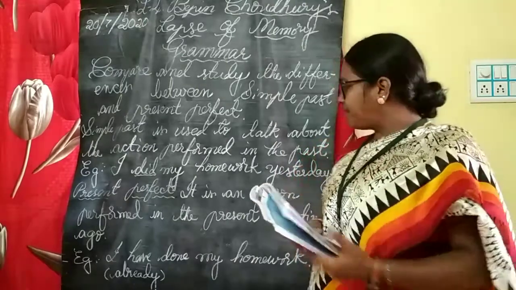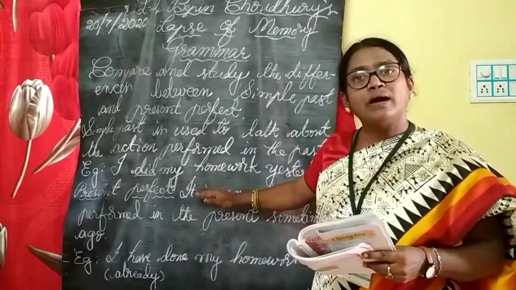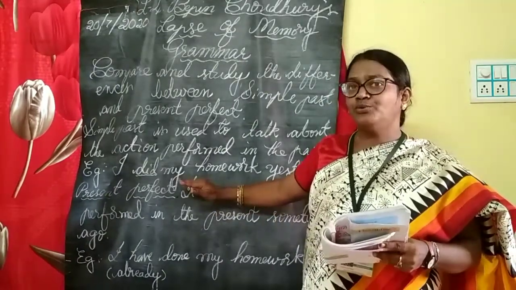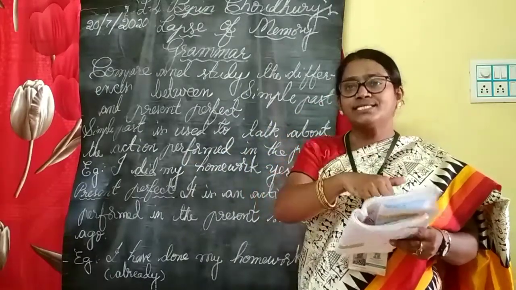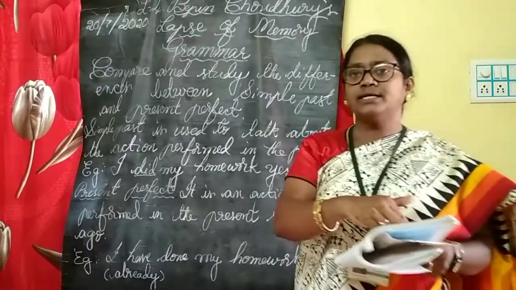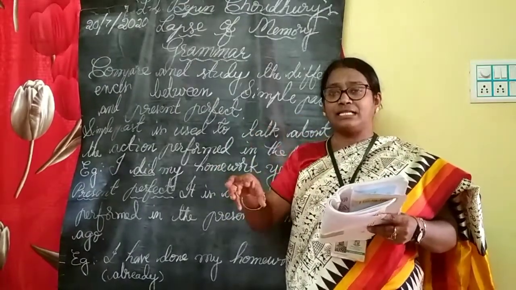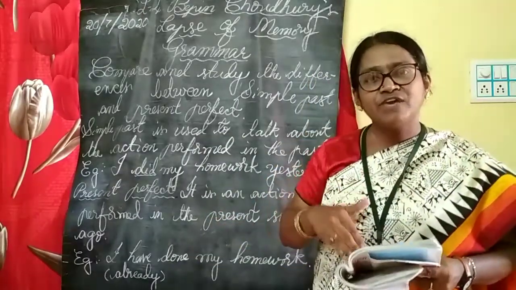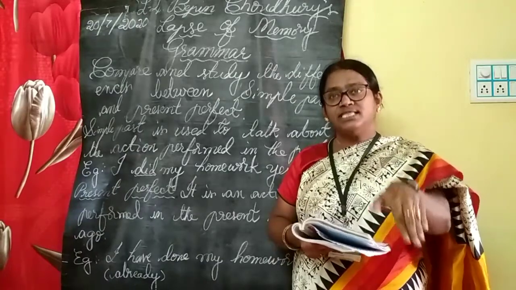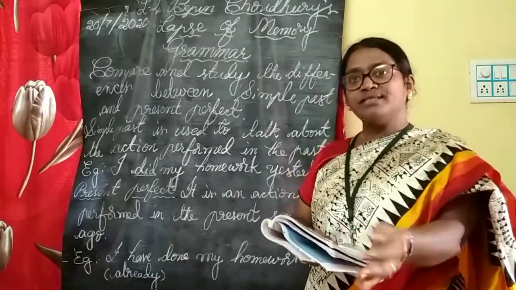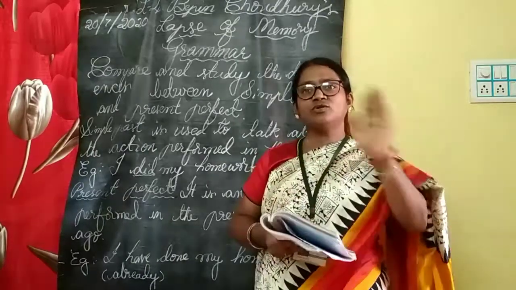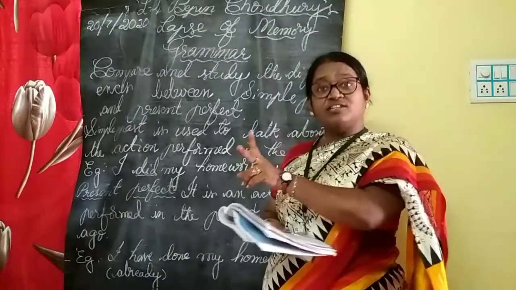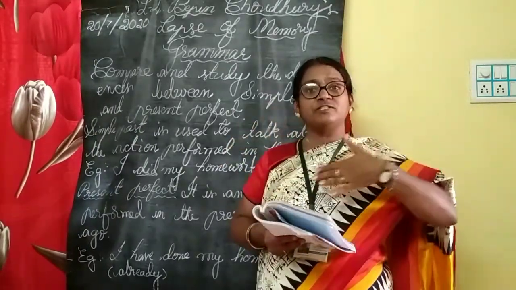So when it comes to simple past, we should understand we are talking about an action that was performed in the past. Past in the sense, as I told you, last year, last month, yesterday, day before yesterday, etc. That means something that was done in the past. When it comes to present perfect, present itself gives you an idea that this moment, this time, this year, this month, at this moment, all these things are talking about the present time. So there is a vast difference between simple past and present perfect.